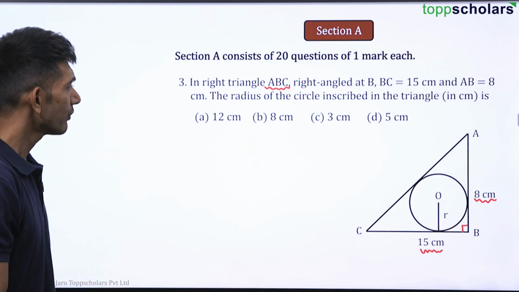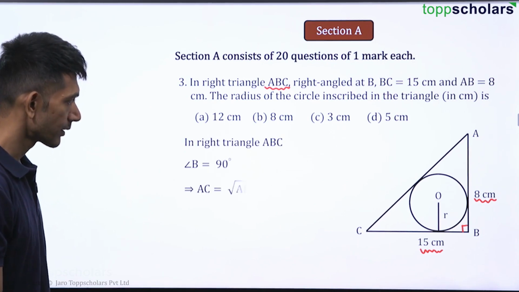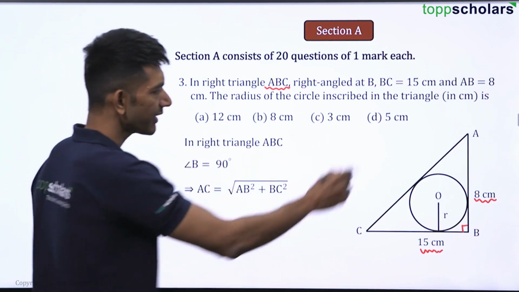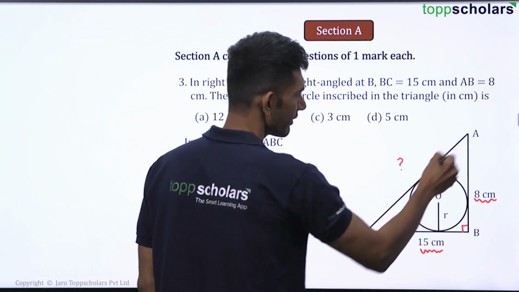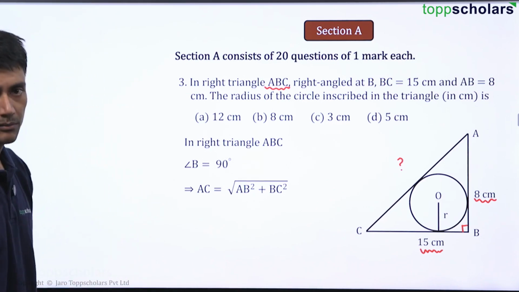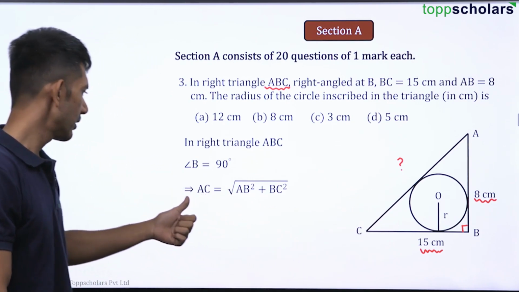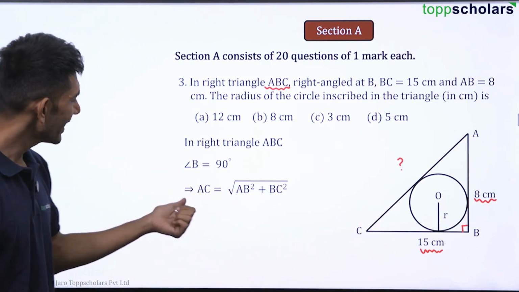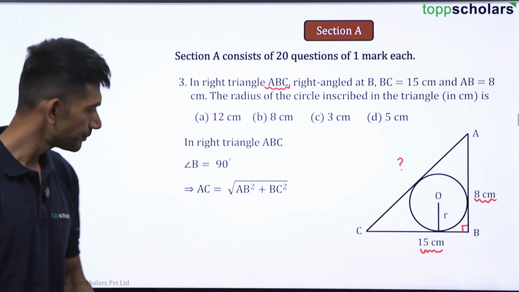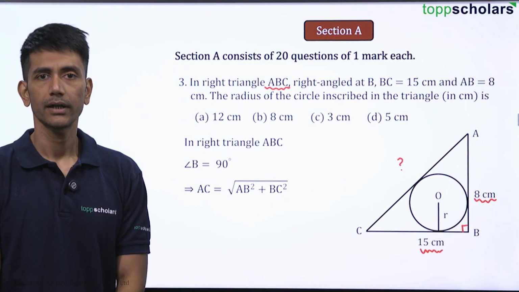Okay. So firstly what we can do is, we can also find out the hypotenuse AC. How do I find out hypotenuse AC? Hypotenuse AC can be found out with the help of Pythagoras theorem. We can say that AC square is equal to AB square plus BC square. So what will be AC? AC will be under root of AB square plus BC square, correct?